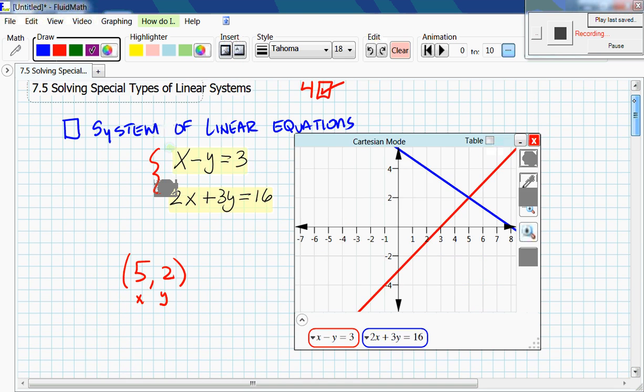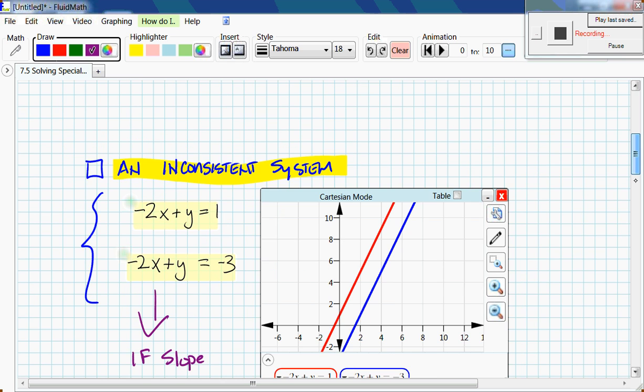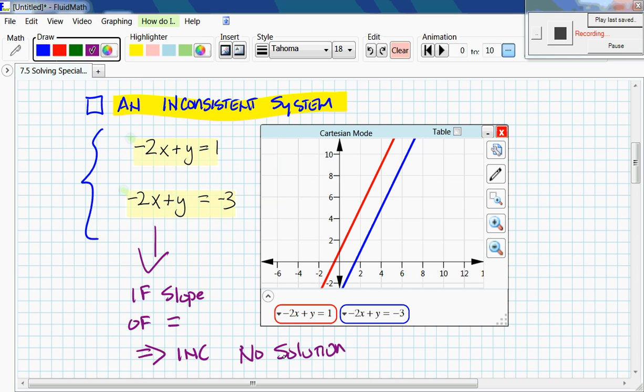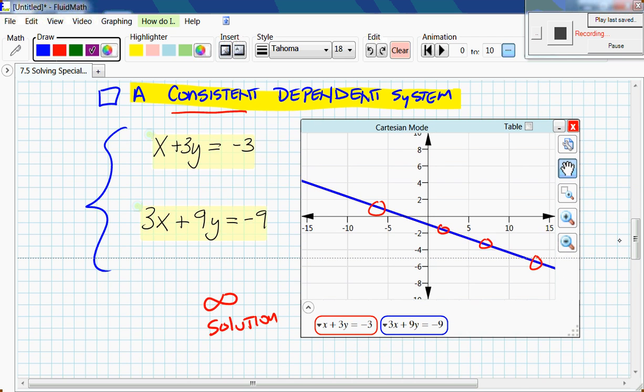So in review, we have a normal system of equations. Wherever they cross, that's going to be our solution. But sometimes the lines are parallel, which means there's no solution, and we call it an inconsistent system. And sometimes the graphs are copycats of each other and they're right on top of each other.